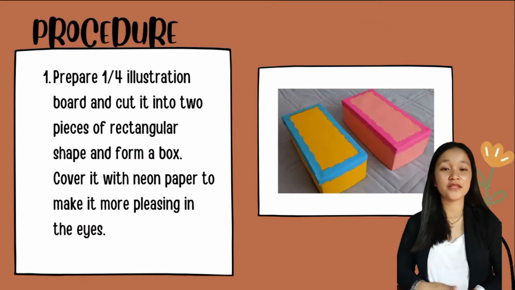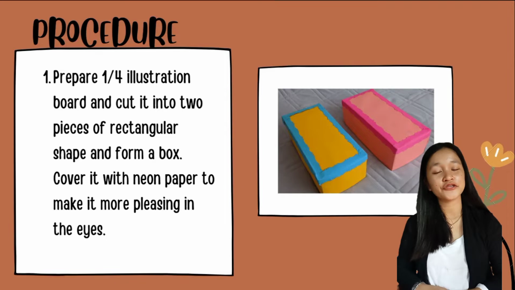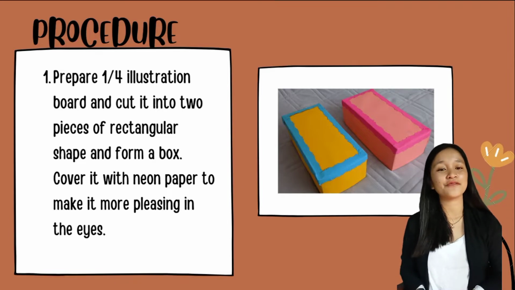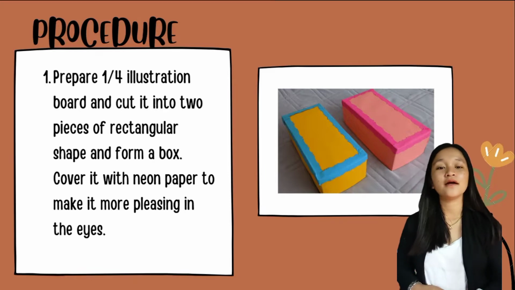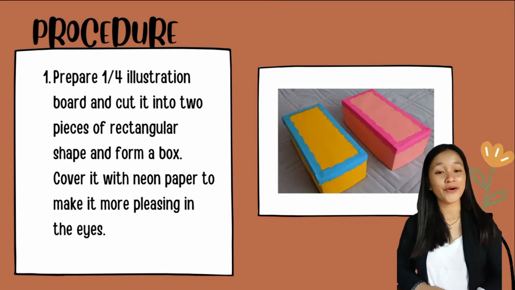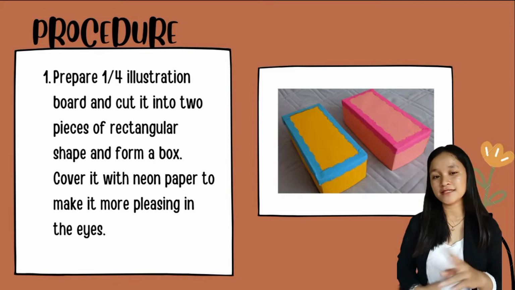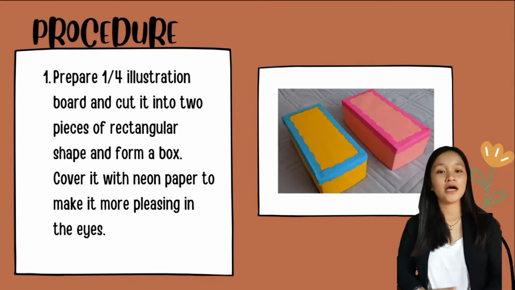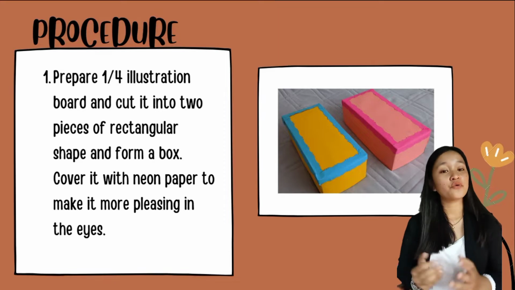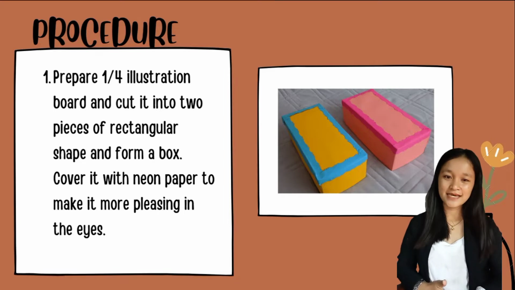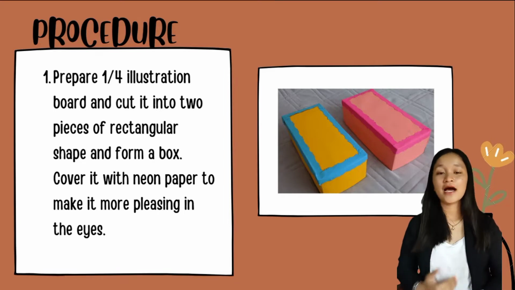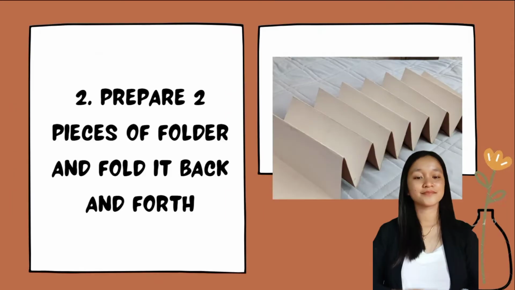Now let's proceed with the steps or procedures on how to make the Box Pull-Out Organizer instructional material. The first procedure is to prepare the 1/4 illustration board and cut it into 2 pieces of rectangular shape and form a box. After you form a box, you need to cover it with neon paper to make it more pleasing to the eyes of the learners as well as the teacher.